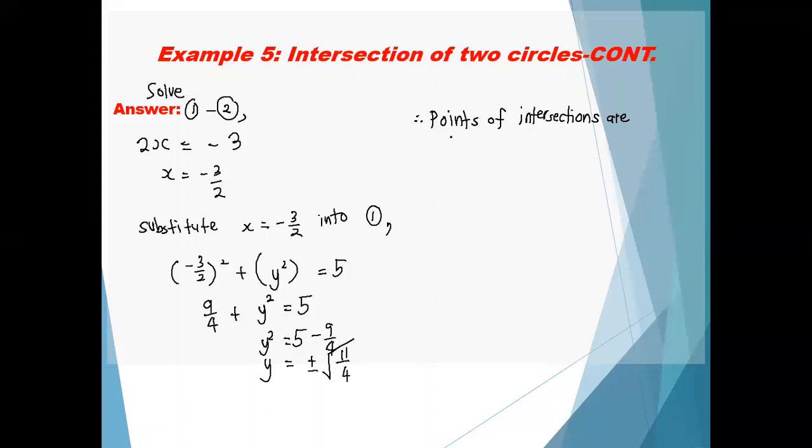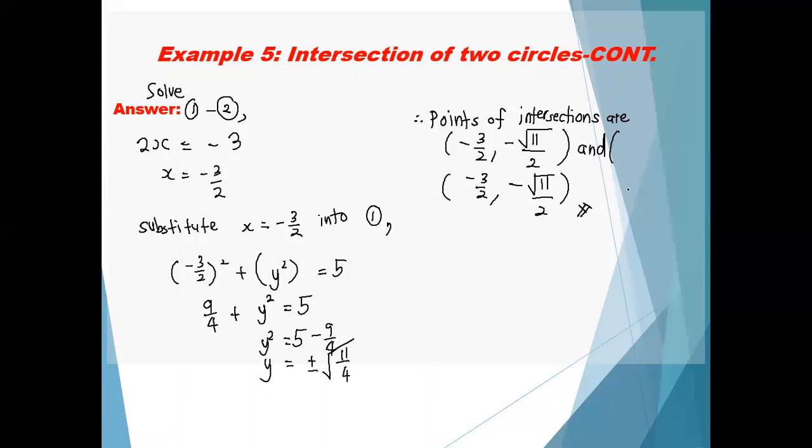x is negative 3 over 2, so negative 3 over 2, negative square root 11 over 2, and also one more, negative 3 over 2, and positive square root 11 over 2. Okay, that is the answer.